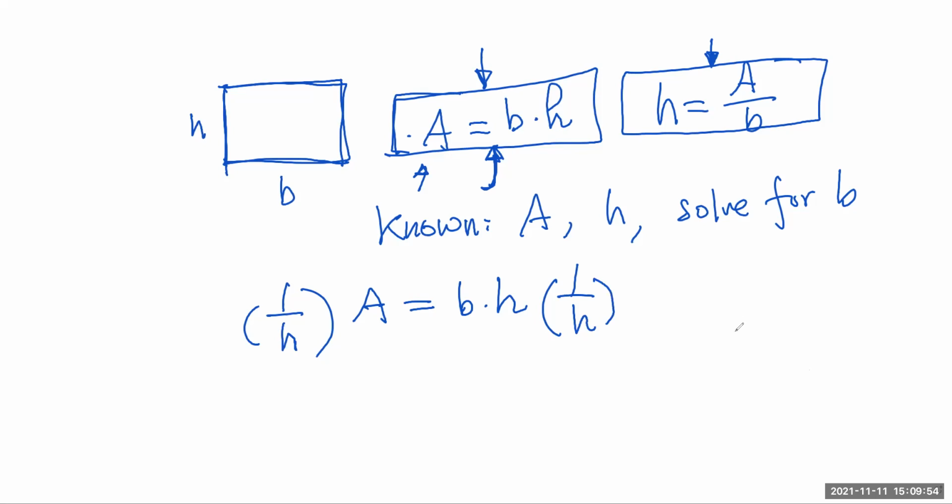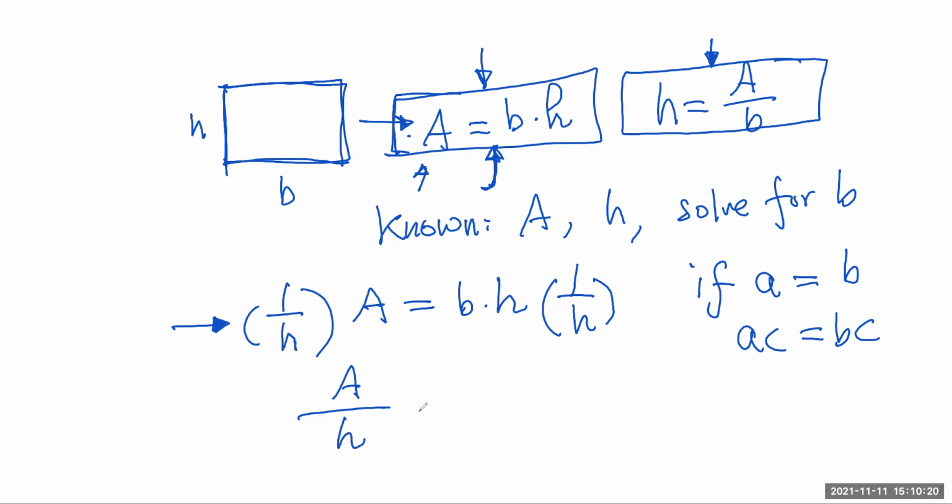And this is, again, from this property: if A equals B, then A times C equals B times C. So that's why we can do it. As long as this is true, then this has to be true. Okay. And now 1 over h times A is basically A divided by h.